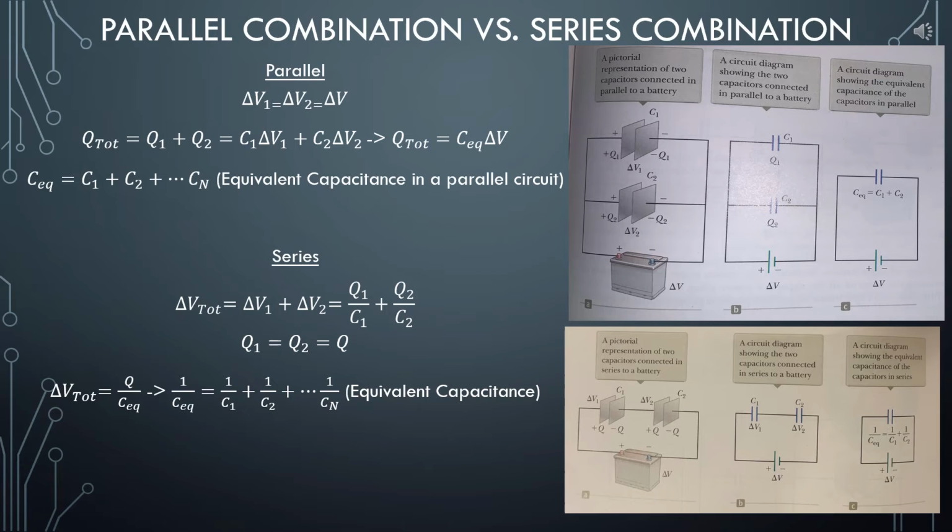Parallel versus series combinations. Voltage in a parallel combination is the same throughout all of the branches in the circuit. Charge is equal to the equivalent capacitance times the change in voltage, and the equivalent capacitance is equal to all of the capacitances summed up. In a series circuit, charge is the same throughout the circuit, while the change in voltage can differ for each individual capacitor, charge over each capacitance, and the equivalent capacitance can be found by the sum of 1 over capacitance added up for each capacitor in the circuit.